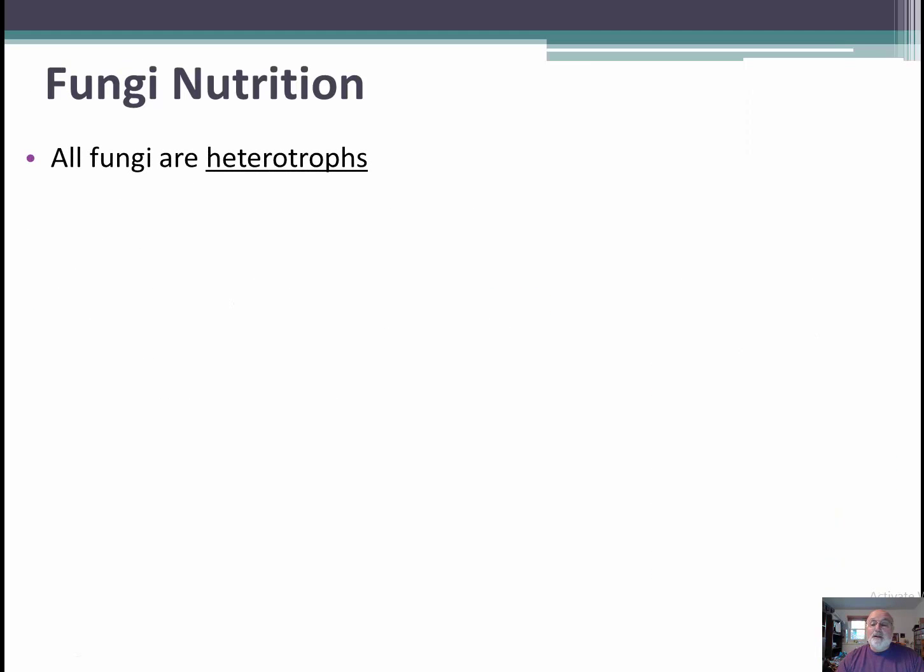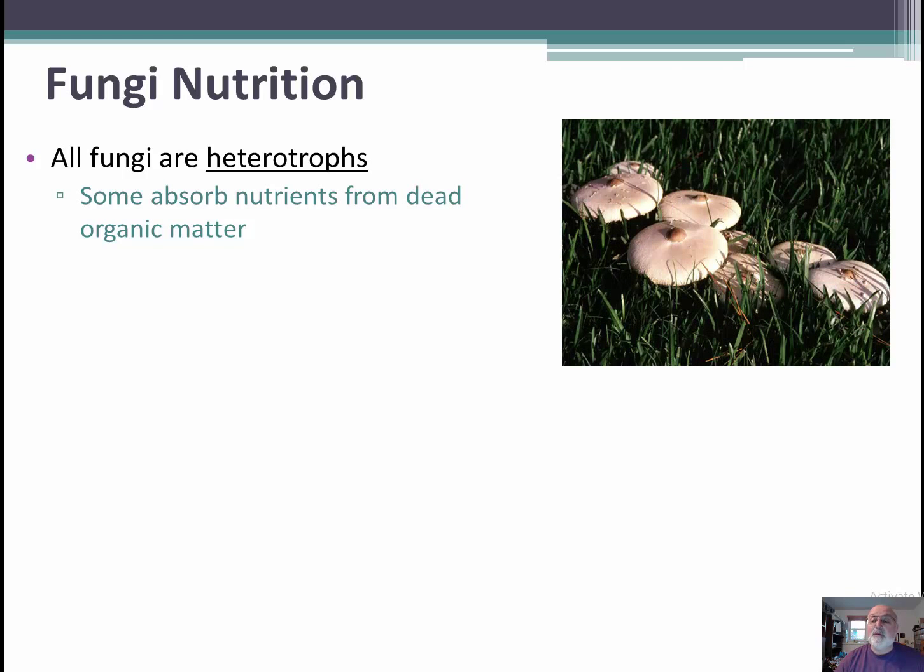Nutrition, they're all heterotrophic. They all feed off of other organic matter. Some absorb the nutrients from dead organic matter, like mushrooms. Adapted for decomposition. They're not actually eating grass here. This is probably a root of a tree or some dead piece of wood that they're feeding off of. They send roots down. They're called hypha. And there's just about as much biomass in the ground as there is on the top.